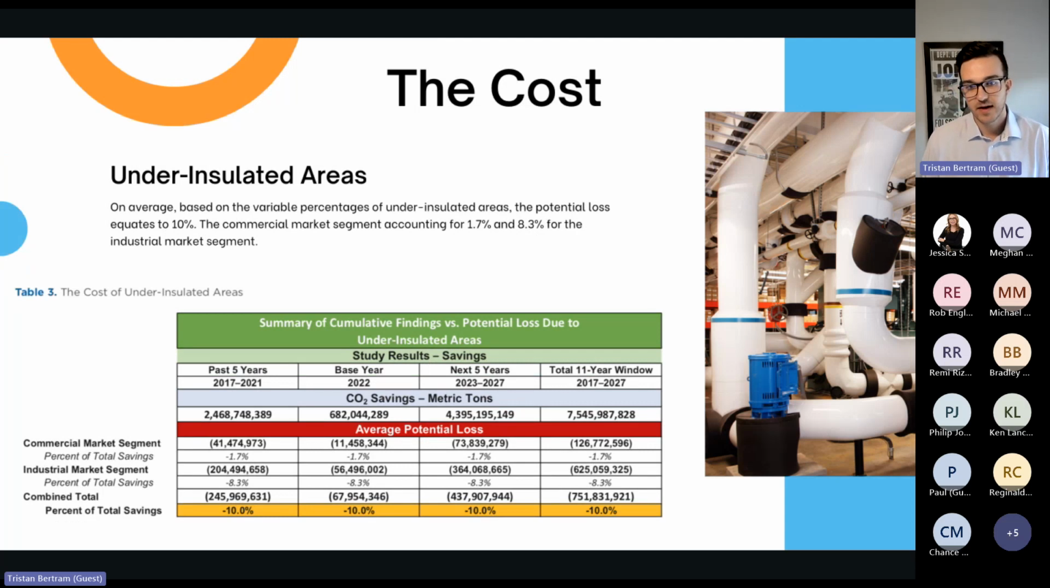So I mentioned that under-insulated areas weren't included in those findings. So what's the cost of incorrectly installing mechanical insulation? NIAC estimated that the under-insulated areas would amount to 1.7% for commercial and 8.3% for industrial applications, giving us a combined total of 10%. This is due to installation errors, inaccessibility, failure to meet specifications, etc. So in terms of our 11-year total, that means 751 million metric tons of CO2 savings are at risk due to under-insulated areas.